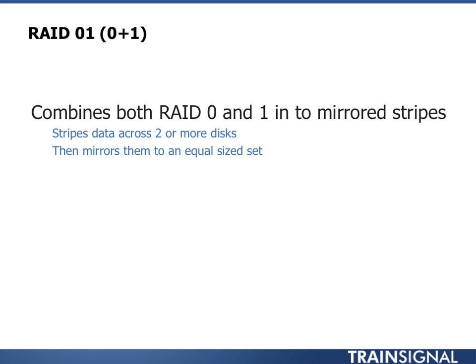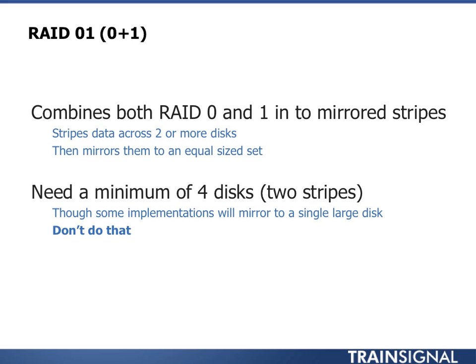So the idea here is it combines both RAID 0, remember that is striping without any parity or protection, and RAID 1, which is mirroring, into what we call mirrored stripes. So it stripes data across 2 or more disks and then mirrors them to an equal size set. You need a minimum of 4 disks, or as we'll say, that's 2 stripes. A stripe of 2 mirrored to a stripe of another 2.